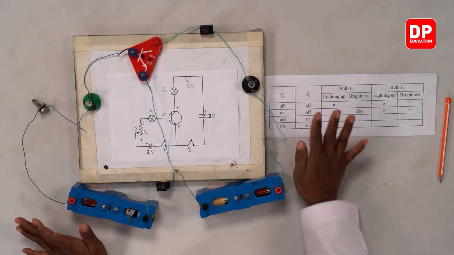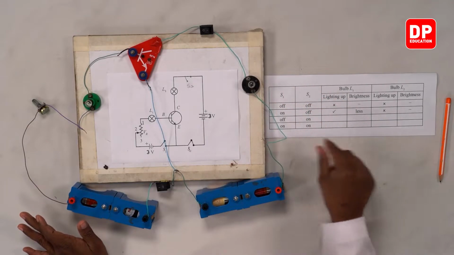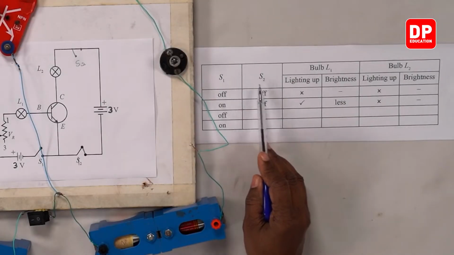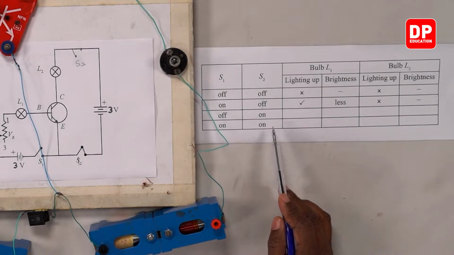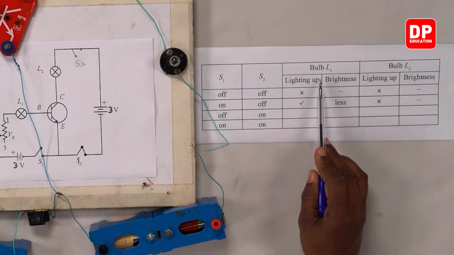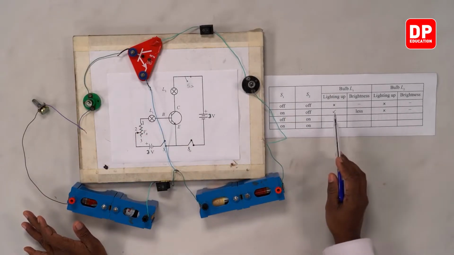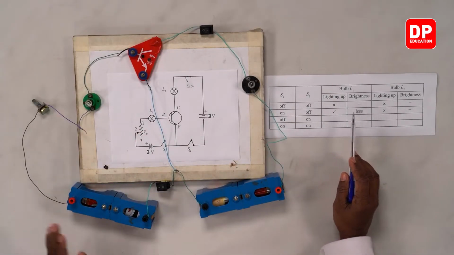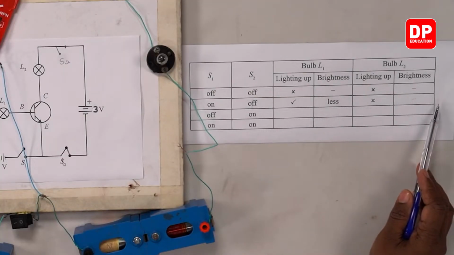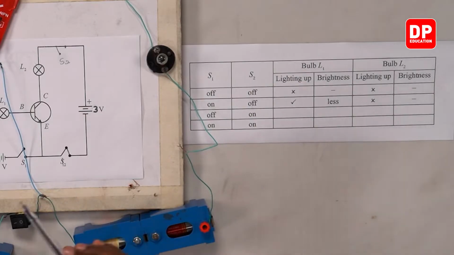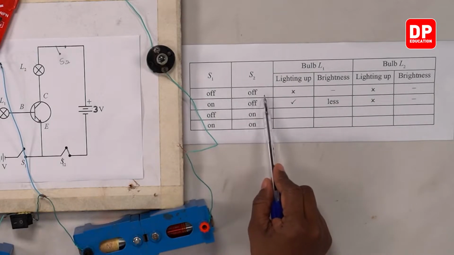Now, this is a table given in your textbook. You can see the positions of both the switches, S1 and S2. We have to have them in different positions and we need to observe the bulbs, that is L1 and L2. We need to see whether they light up and the brightness. The first two are filled up for you, but we will see whether that happens here as well.